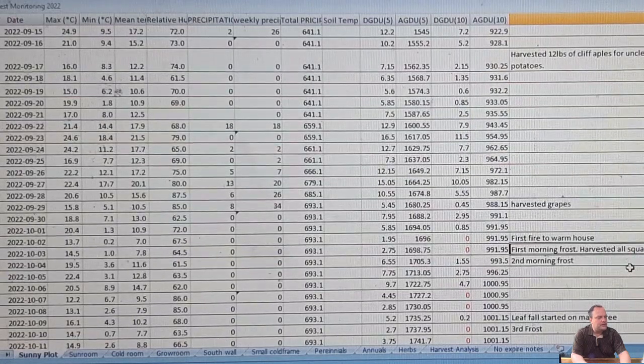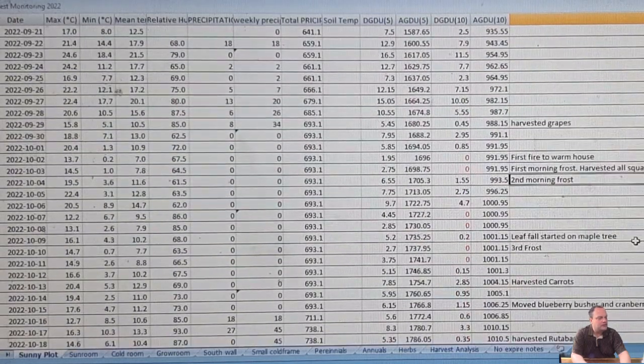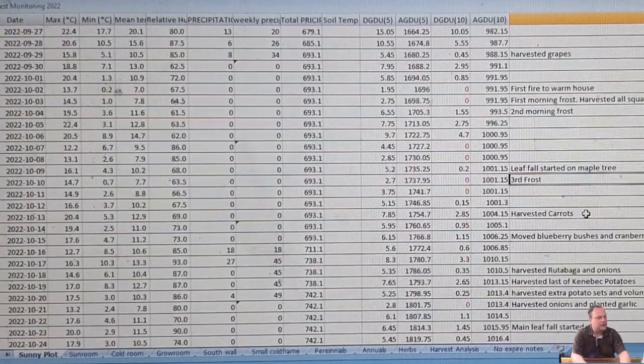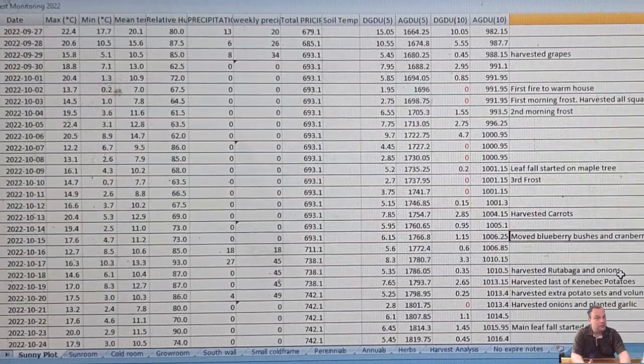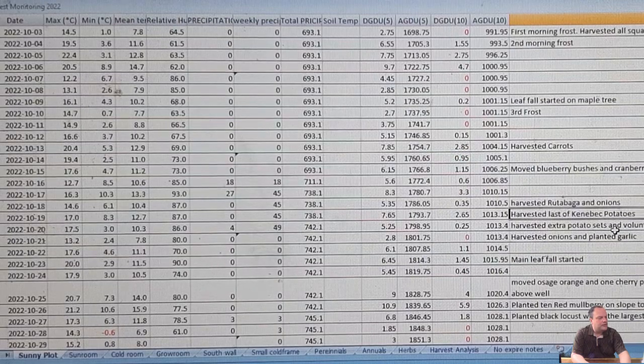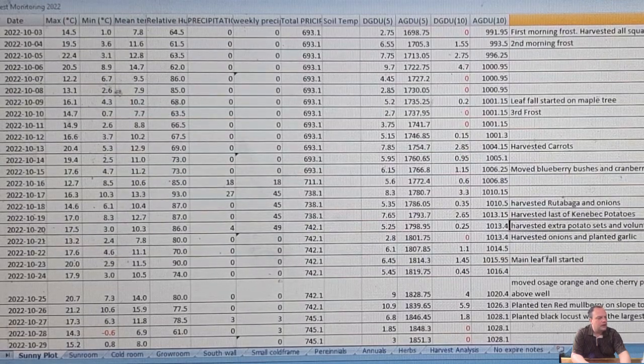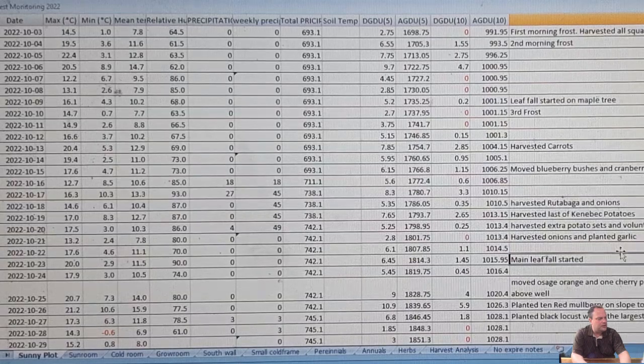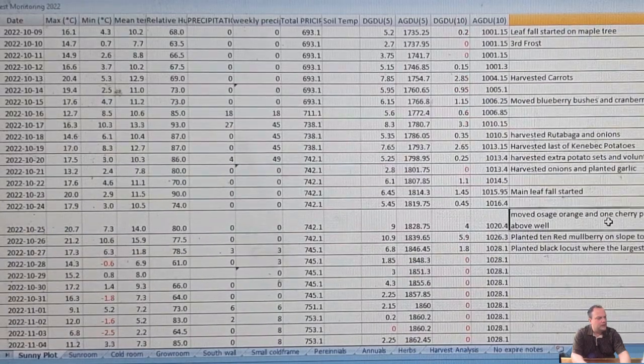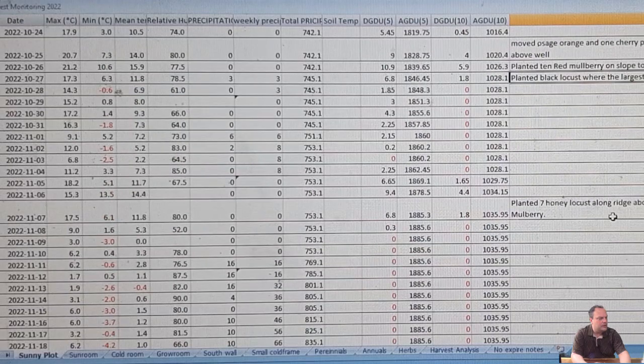First morning frost. Second morning frost. Leaf fall started on maple tree. Third frost. Harvested carrots. Moved blueberry bushes. That's in a video. Harvested rutabaga. Harvested last of Kennebec potatoes. Harvested extra potato sets and volunteers. That's the late ones. Harvested onions and planted garlic. Main leaf fall. Moved the Osage orange and those trees. That's in a video. The tree planting video is there.